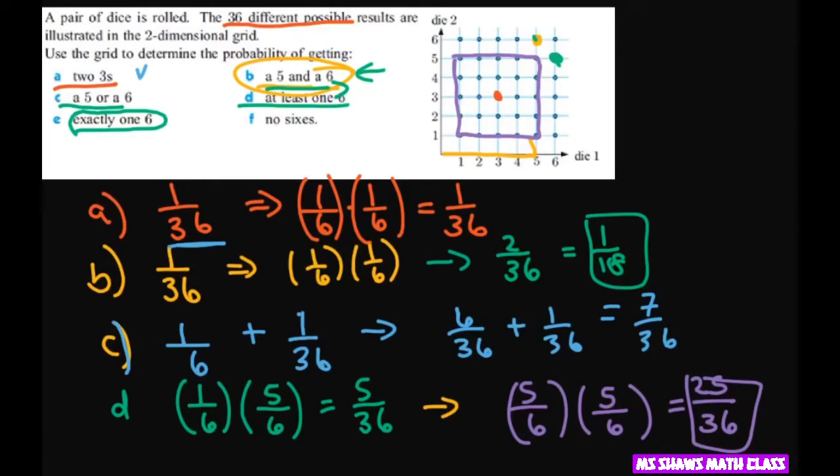Now, let's go back to C. I'm not sure what they mean by a 5 or a 6, because you're rolling a die. So I guess if you're rolling a pair of dice, you can get a 5 or a 6, but we're rolling two dice, so I don't understand what they're talking about, only if they're talking about the total number.